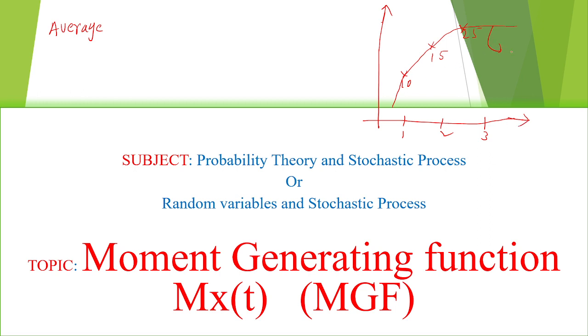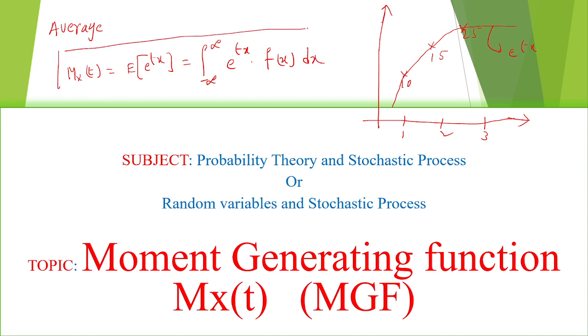Just assume the mathematical term is e power tx. Then the MGF is denoted by M_X(t), which is equal to the expectation of e power tx, also denoted E[e^(tx)], which is the integral from minus infinity to plus infinity of e^(tx) f(x) dx. This is the average for a continuous random variable x.